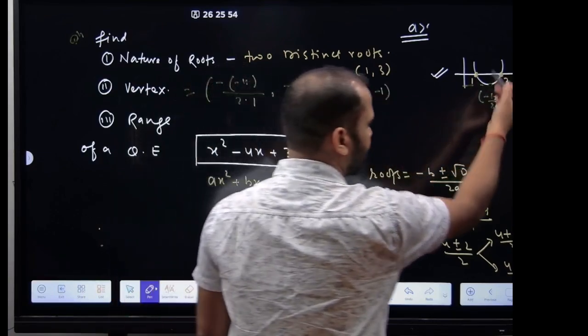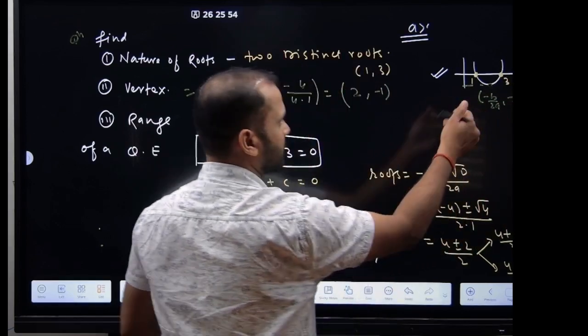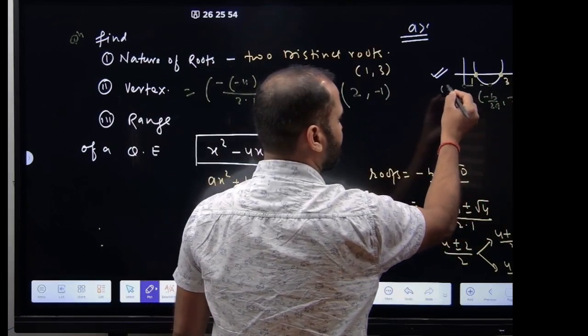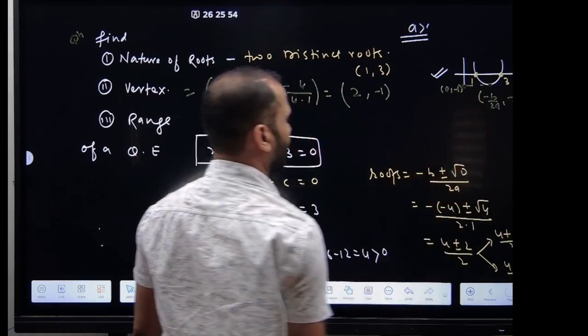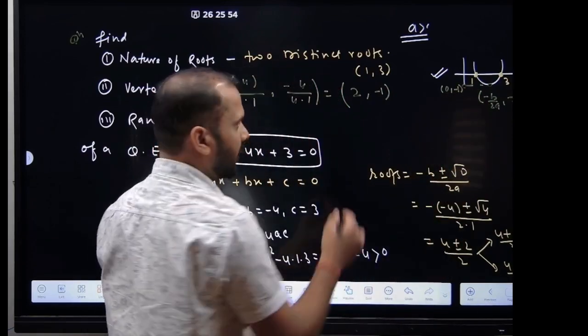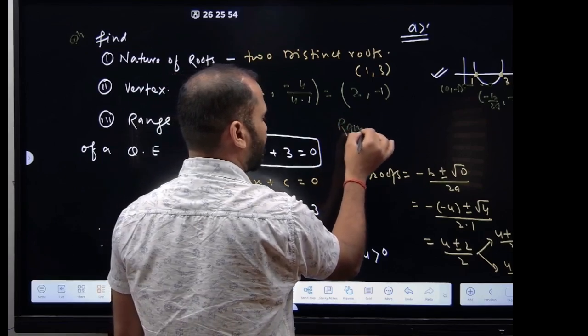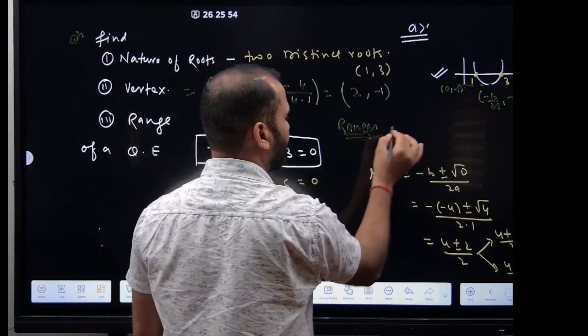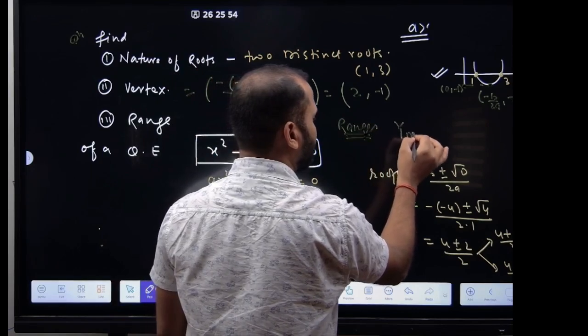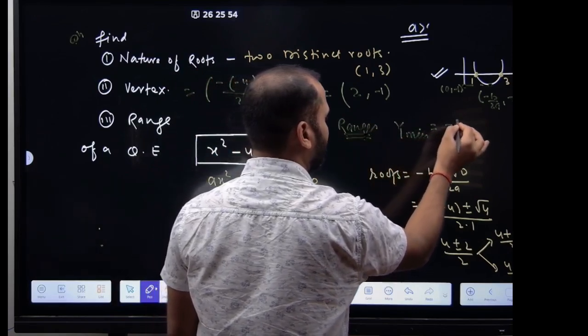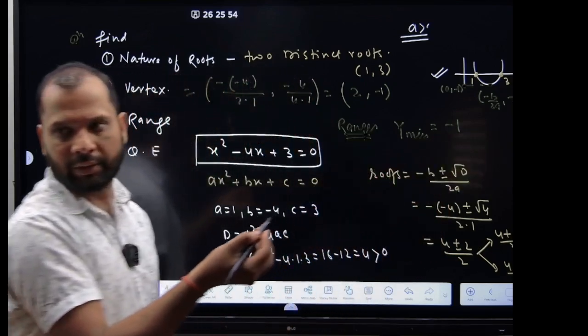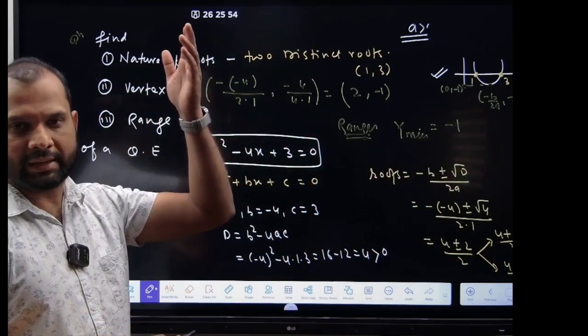Yes, definitely it should be below the x axis. So, this is minus 1. So, this particular point is nothing but 2 comma minus 1. Correct? If I am asking range, what will be the range? Means the set of values of y we want. So, range is y minimum. What is the y minimum value? Minus 1. That is the minimum value, right? All values are above the x axis.